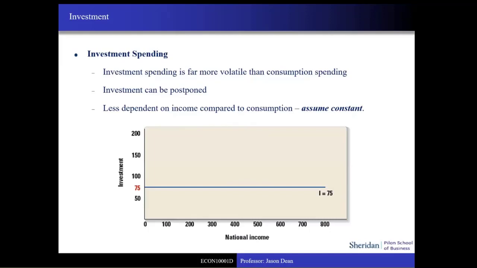So it's not a perfect assumption because an economy that's very large, with a very large income compared to one that's small, is obviously going to have more investment overall. It can change a lot over time. So we're just going to make a simplifying assumption and assume that investment is constant at 75. So in our ongoing example, we'll set it equal to 75.